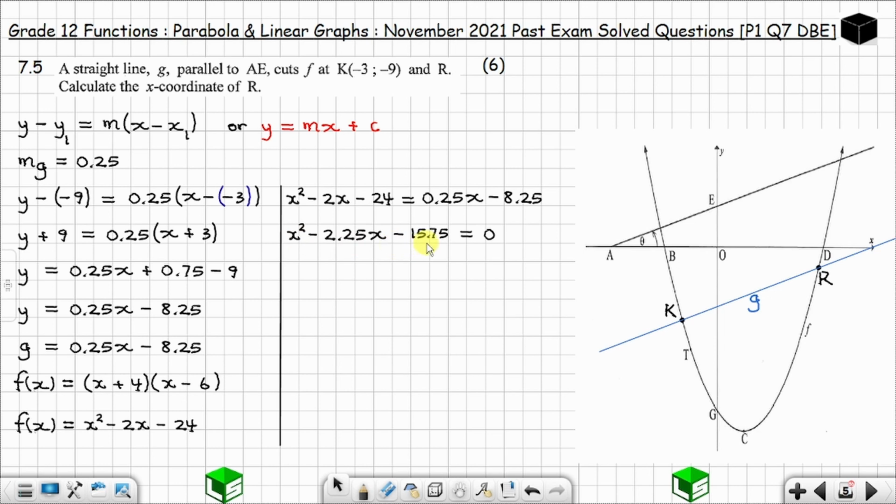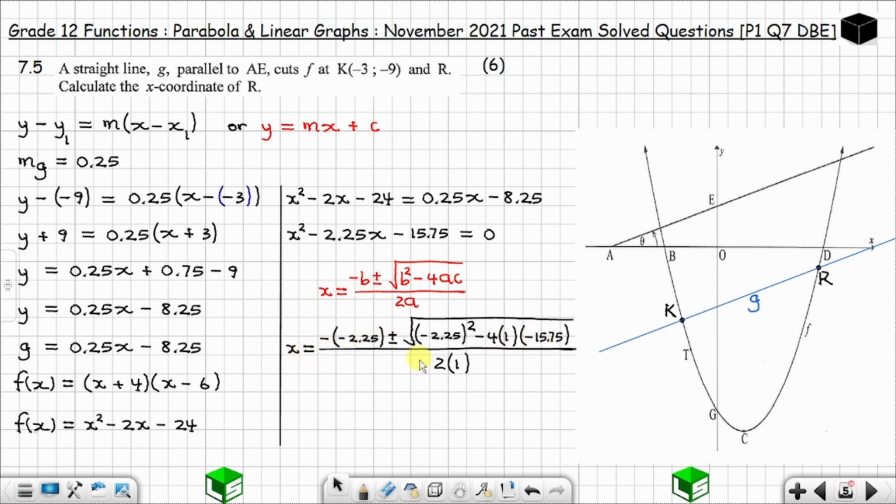Now you have this. You can see you have decimal numbers. The quickest way is to use the quadratic formula, because if you want to factorize this, it will be stressful. So we use the quadratic formula to find the x coordinate. So x is equal to this when you plug all the values inside. Now you just plug in all those values in your calculator.